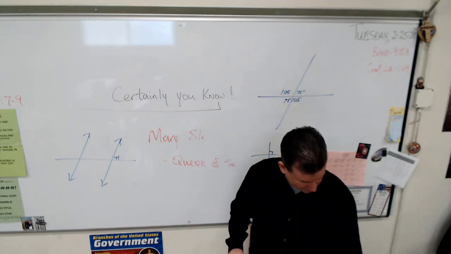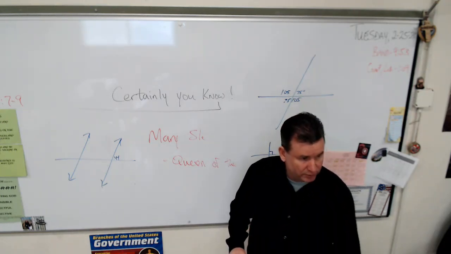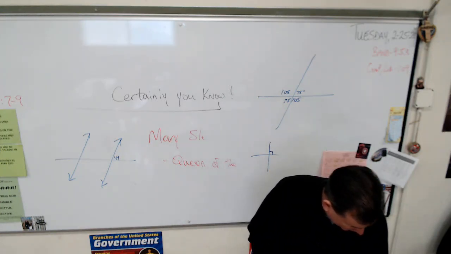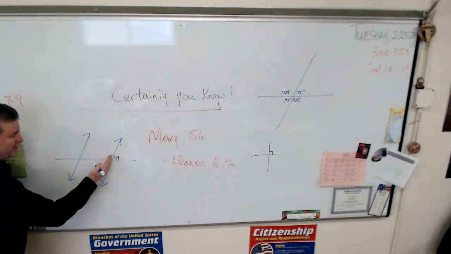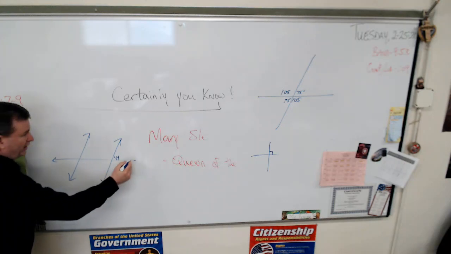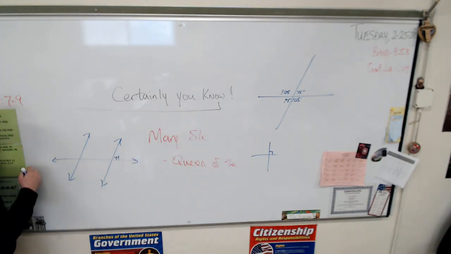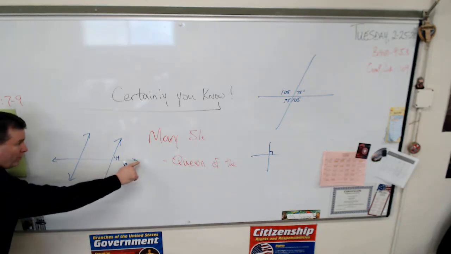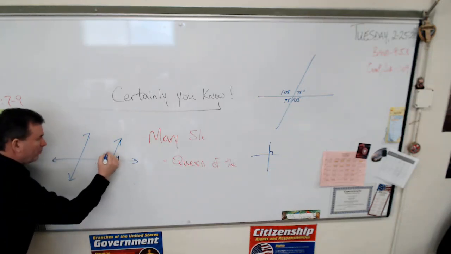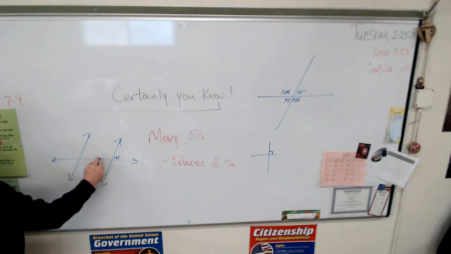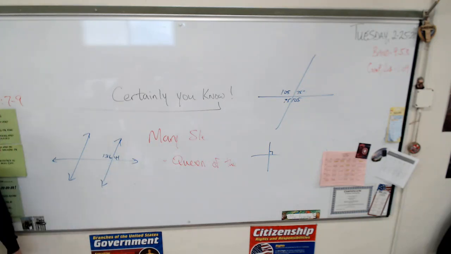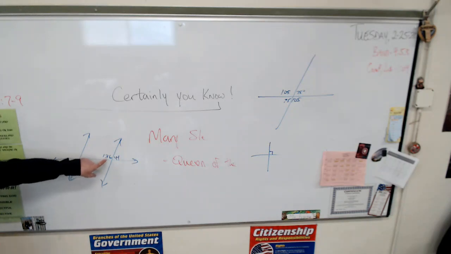Angle 3 has to be 136. Why? Because this angle plus this angle, what do they make? 180. Yes. This angle plus this angle, what do they make together? 180. A straight line, 180. So this has to be 136. Everybody with me? Angle 3 has to be 136.